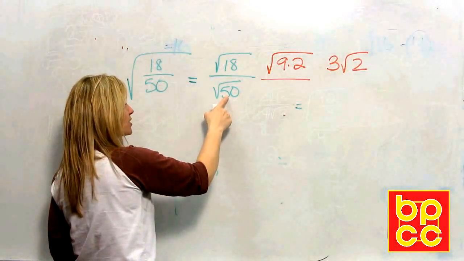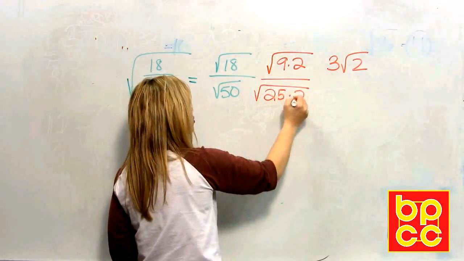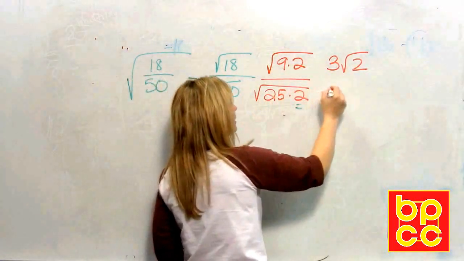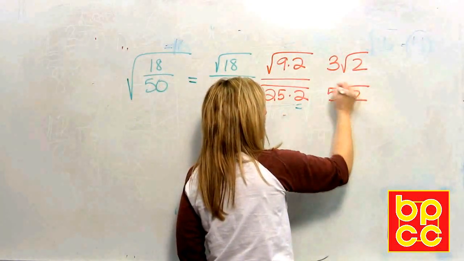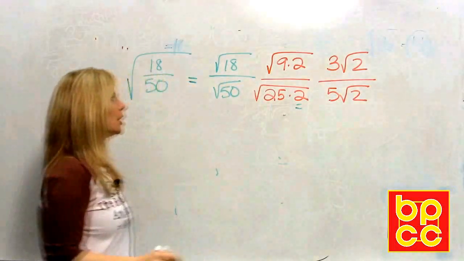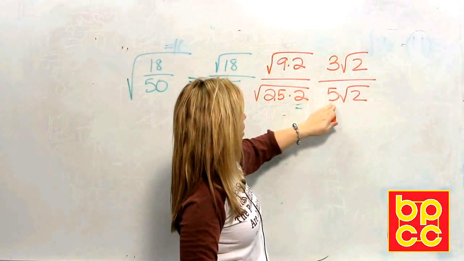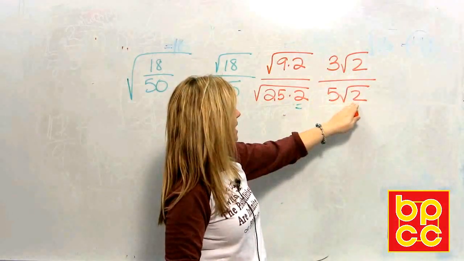What perfect square is in 50? Oh, that's 25 times 2. What is the square root of 25? That's 5. Can you square root 2? Never. Now, if you look, you reduce both of the roots. So you have 3 square roots of 2 over 5 square roots of 2. This is connected by multiplication. This is connected by multiplication.